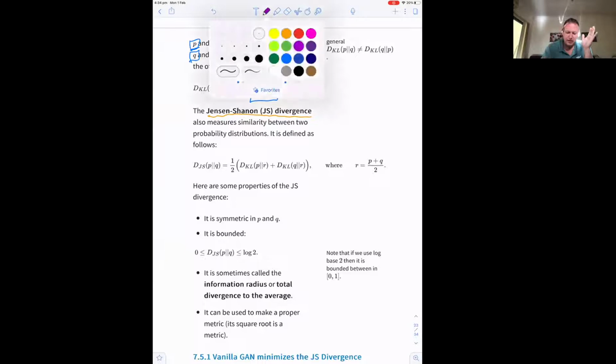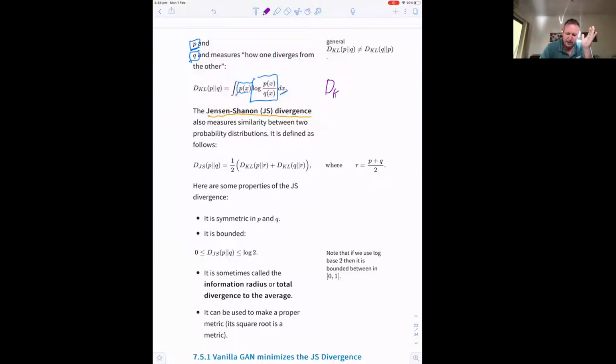Just to be clear, D_KL(P||Q) is not equal to D_KL(Q||P), because we're changing the roles. This is just not a symmetric expression. In the Jensen-Shannon divergence, you take P and you take Q, and then you create this thing, R. Now, P and Q are not numbers.